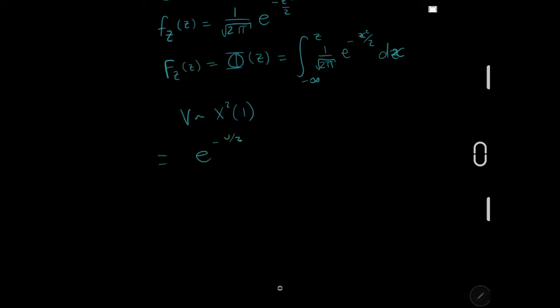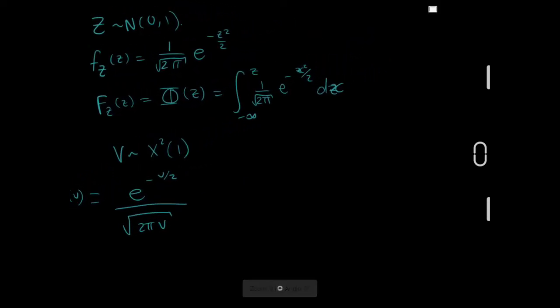E to the minus V over 2, over the square root of 2 pi V. Okay, so that's F big V of little v. That's the density function of a chi-squared. And I think at this point we now have everything we need.